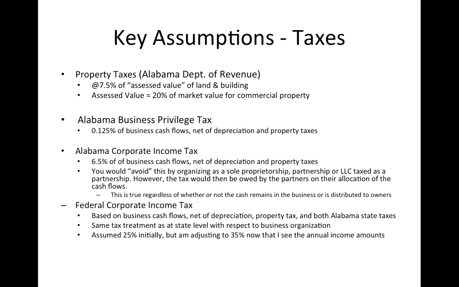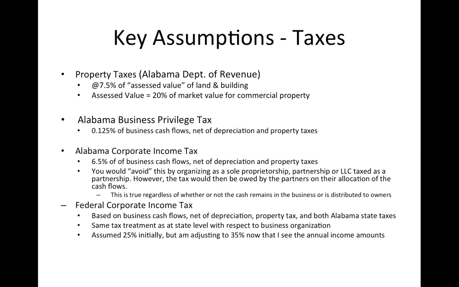Then there's the federal corporate income tax. Again, the only difference between this and the state corporate income tax is that you get to deduct the state taxes, the business privilege tax and the corporate income tax for Alabama. You get to deduct those off basically before you figure out how much you owe for federal taxes. And that way they don't double tax you on that amount.